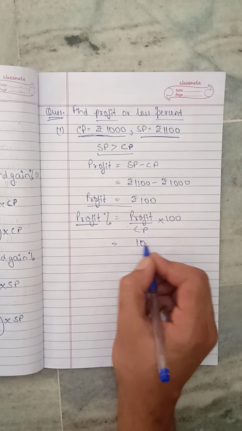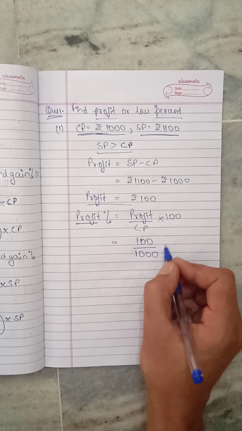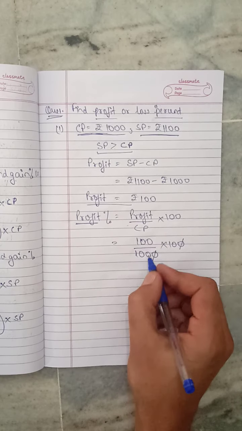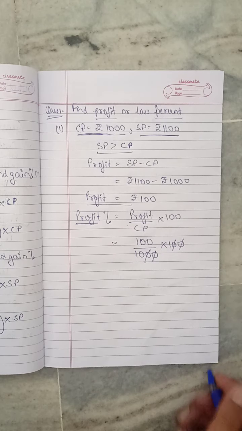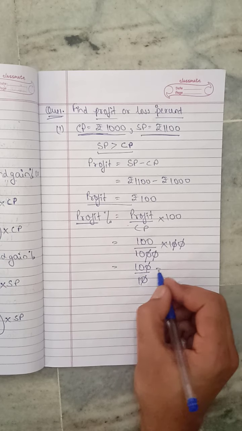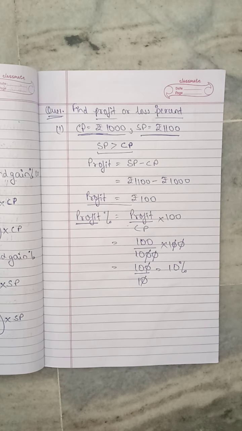Profit was 100 rupees. What was CP? Rupees 1000 into 100. This 0 cancels with this 0. This 0 cancels with this 0. We are left with 100 upon 10 and it comes out to be 10%. In this way, you are going to do your first question.